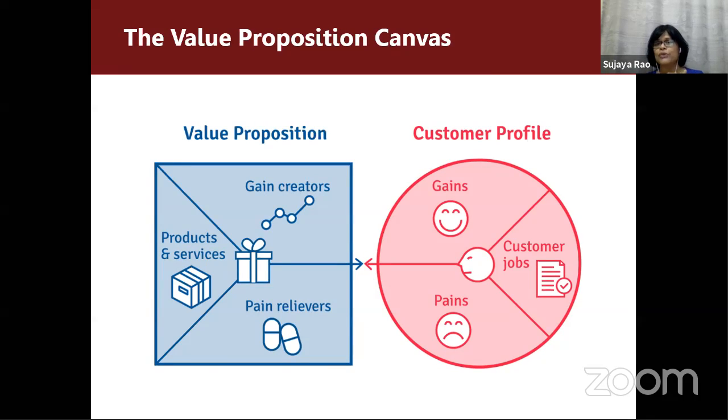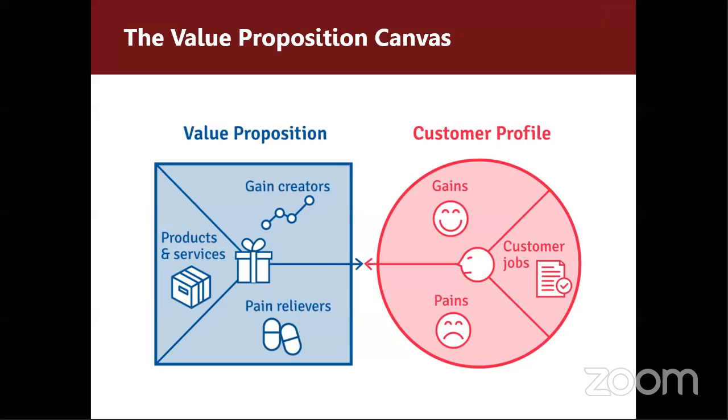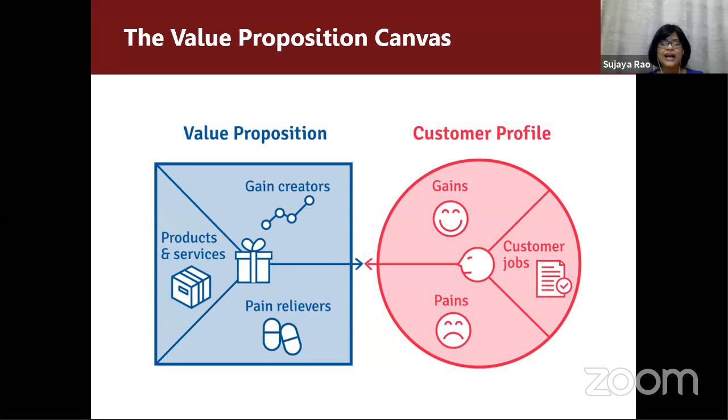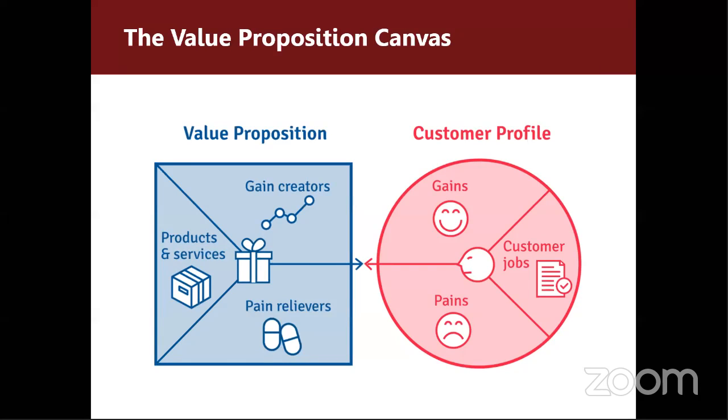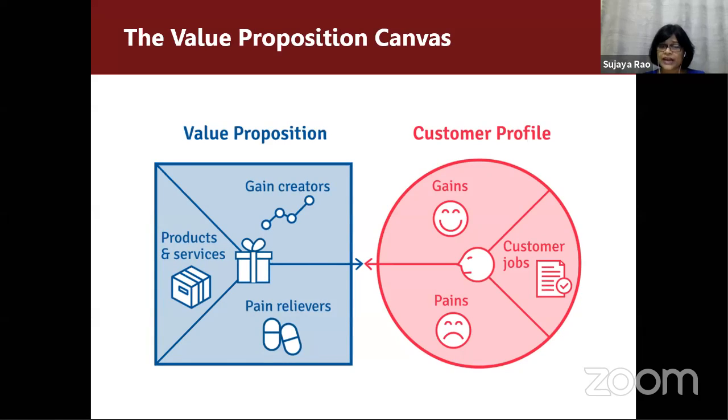What are we trying to do from this canvas? Can you try to figure it out? The advantages and disadvantages of a product. Are you actually trying to cater to what the customer wants? Advantages, disadvantages, am I doing the right thing?